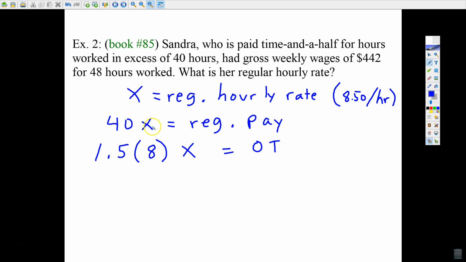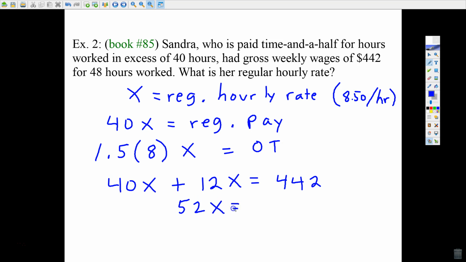12. So basically, I'm going to take the expression that we're using to represent non-overtime, which is just strictly 40 hours times some rate, and we need to add to that whatever she gets from overtime pay. And these two together should equal what? 442. And of course, if you need a calculator for this, that would be fine. Combine like terms, 52x is 442.